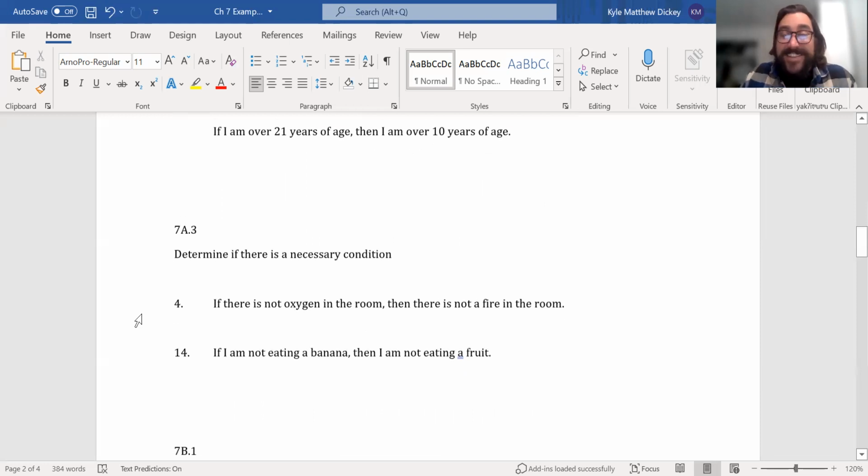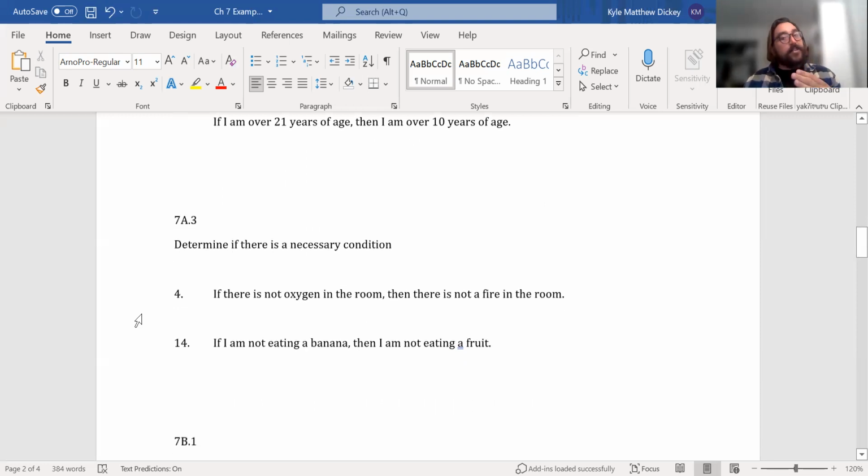All right, let's move on to necessary conditions. Remember, necessary conditions are different than sufficient conditions. A sufficient condition is a guarantee. A necessary condition is just a must.